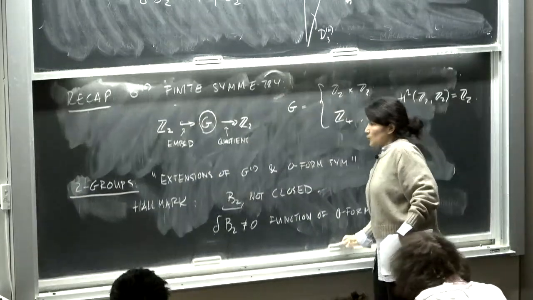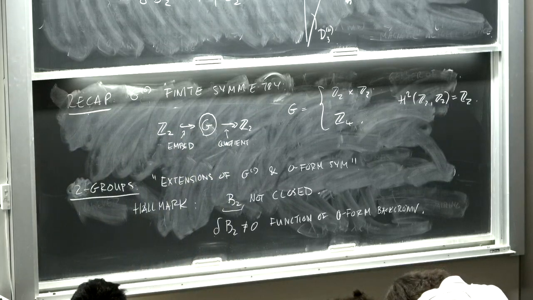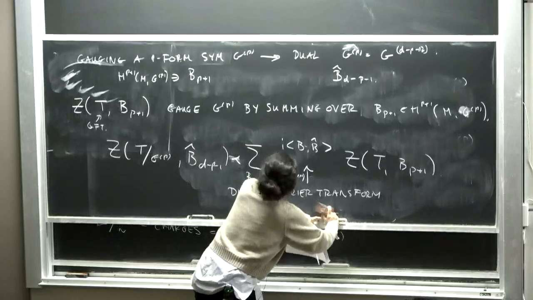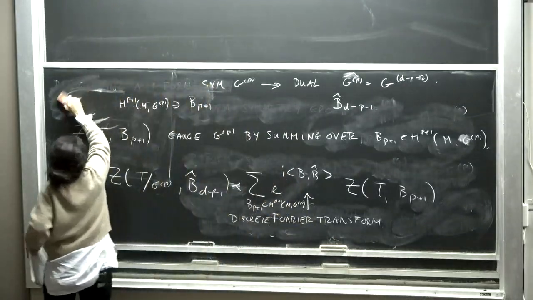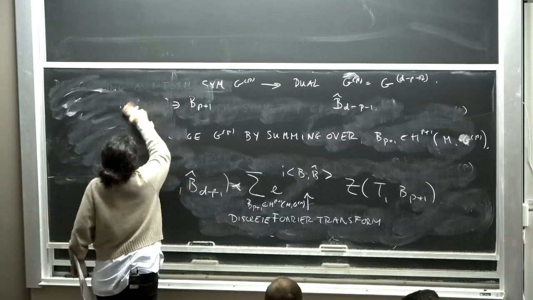But that's not the kind of two group I actually want to focus on. There's a slightly more subtle version of a two group, which is called a two group with Postnikov class. And that's what will happen as a symmetry of these 5-dimensional gauge theories, or SCFTs.